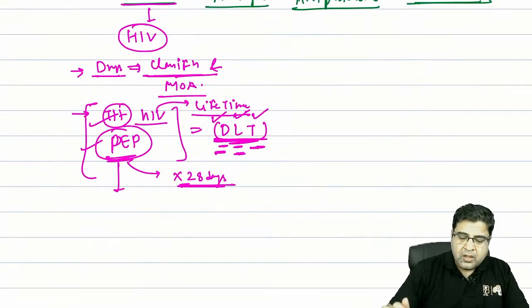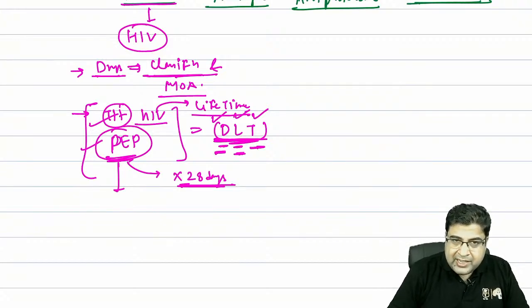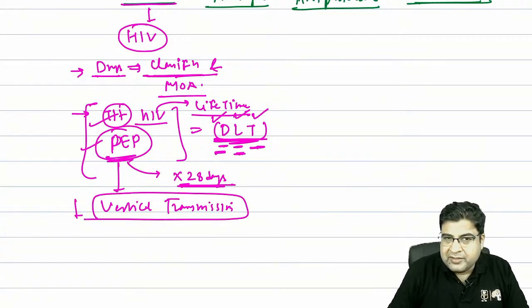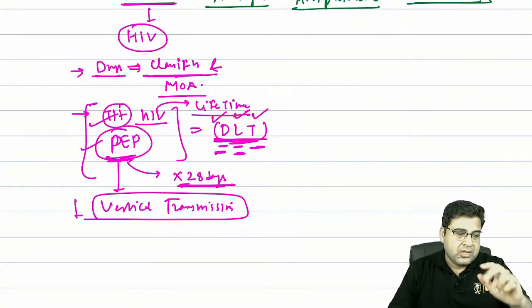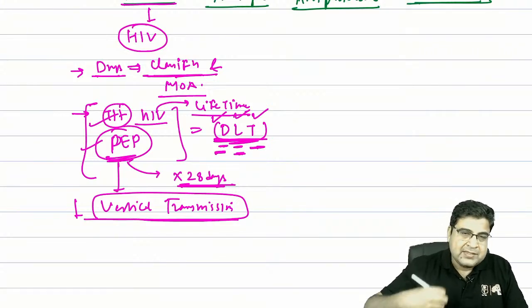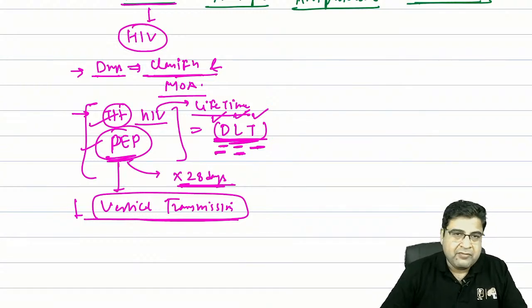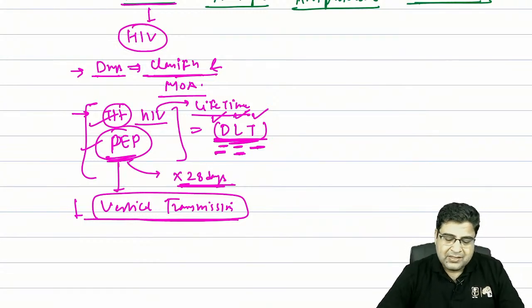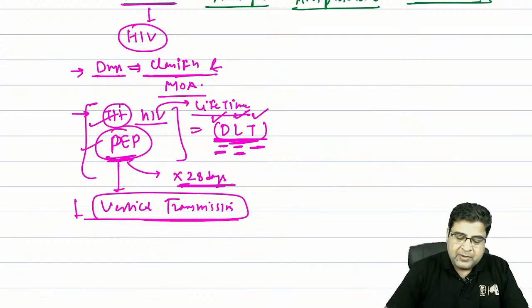Okay. Now, if you want to take an extra edge over your competitors on the medical side, there is vertical transmission: if a pregnant female is HIV positive, how you can reduce vertical transmission from mother to newborn. This can be read by you in case you want to take an extra edge. But as a dental surgeon, these things are not relevant, because you don't deal with pregnancy. That's why this is not very relevant. But in case you want to read, this is the extra edge it can give you.